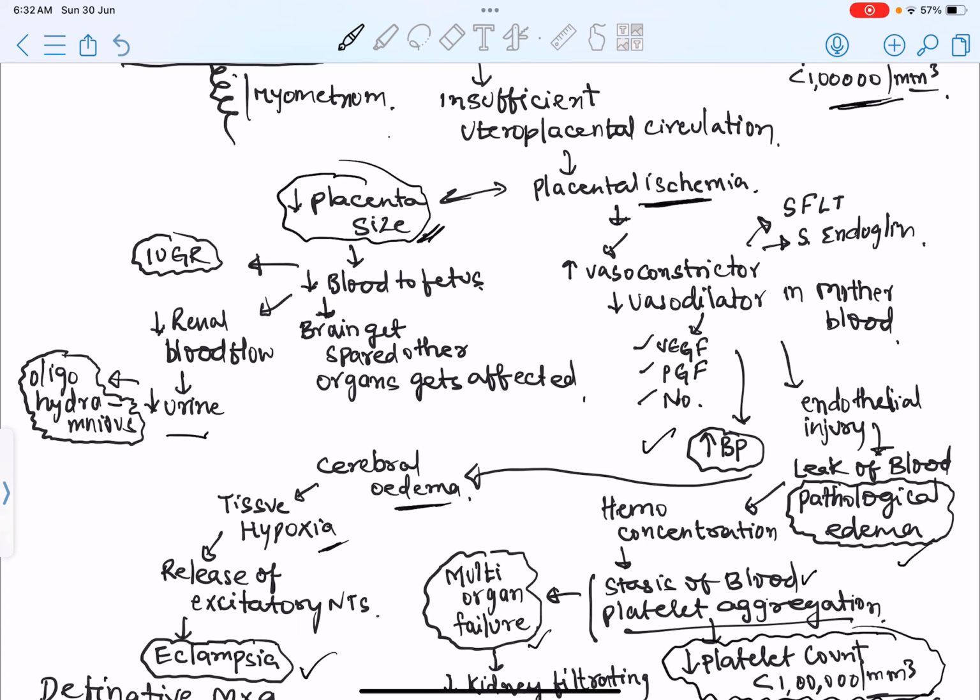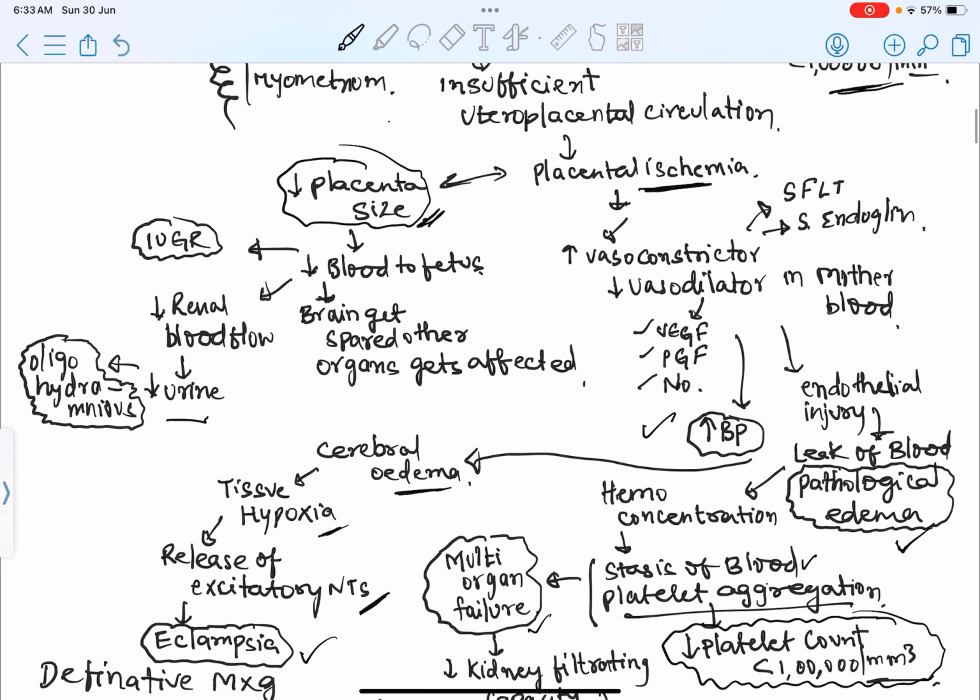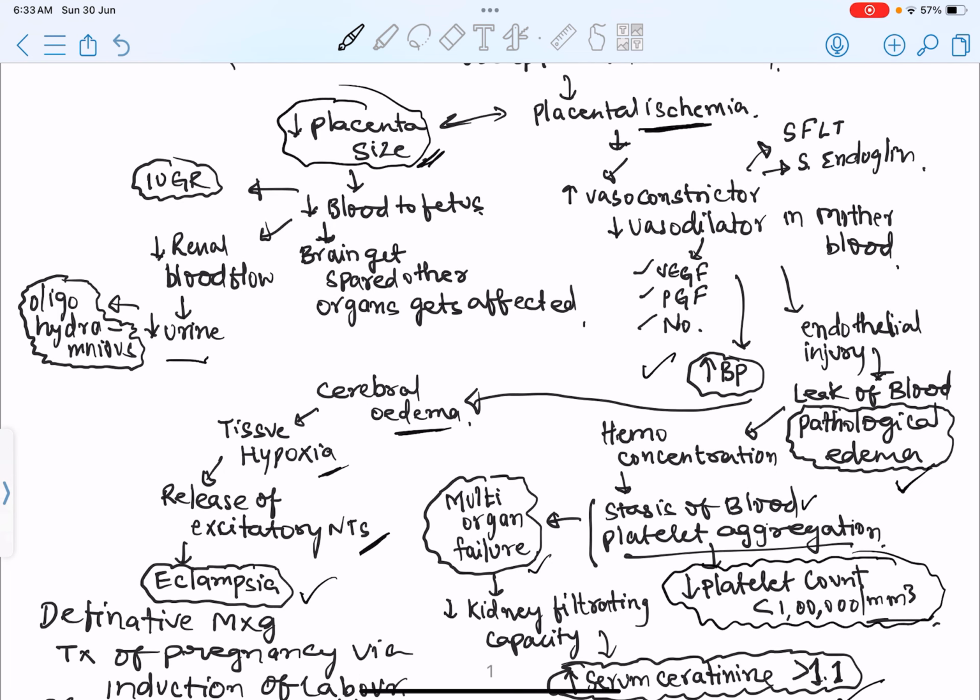So this increase in vasoconstrictors leads to the increased BP and also endothelial damage. This endothelial damage will lead to leakage of blood, which will lead to pathological edema. Now this endothelial damage leads to the cerebral edema, and this cerebral edema will lead to cerebral hypoxia. This hypoxia triggers the release of excitatory neurotransmitters, which leads to eclampsia.